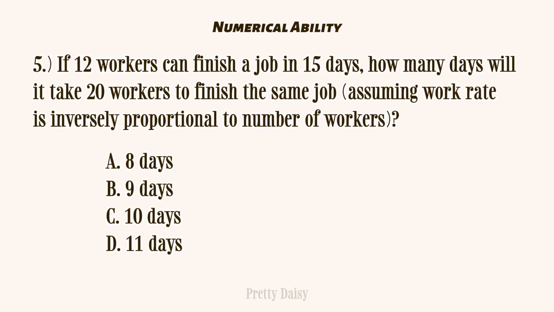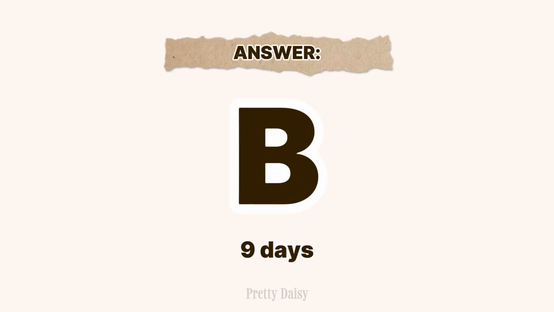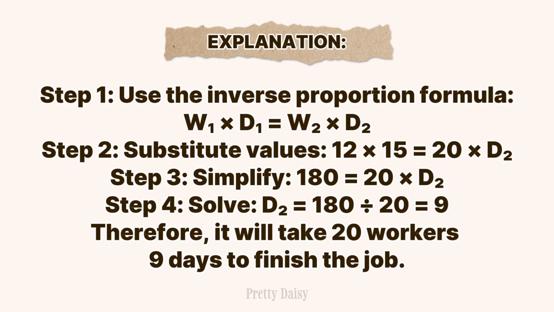5. If 12 workers can finish a job in 15 days, how many days will it take 20 workers to finish the same job, assuming work rate is inversely proportional to number of workers? A. 8 days. B. 9 days. C. 10 days. D. 11 days. Answer. B. 9 days. Let W equal work and D equal days.